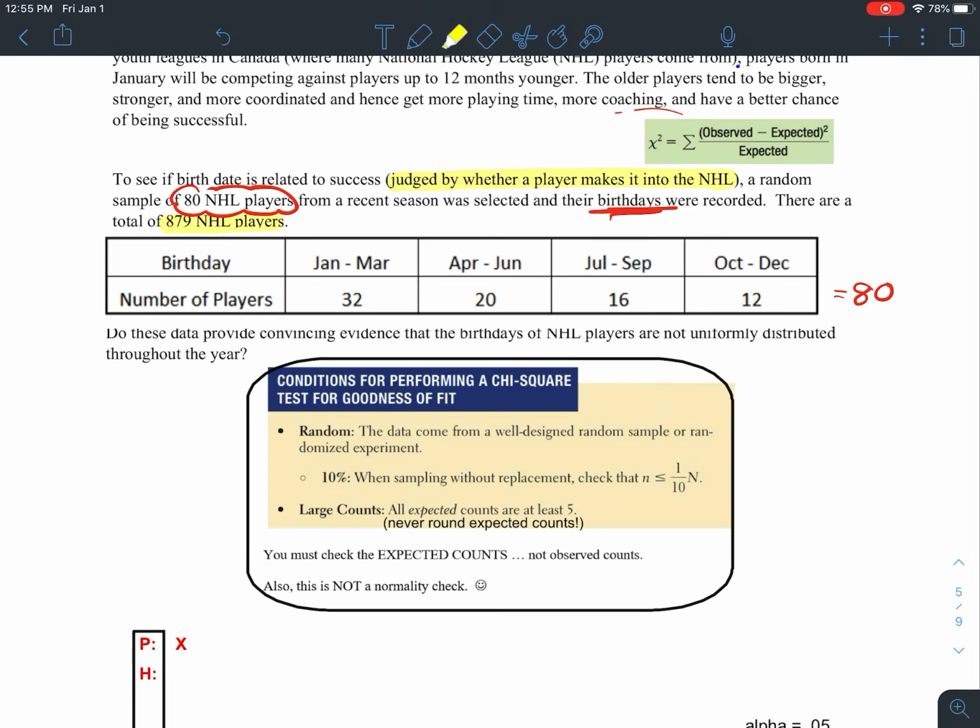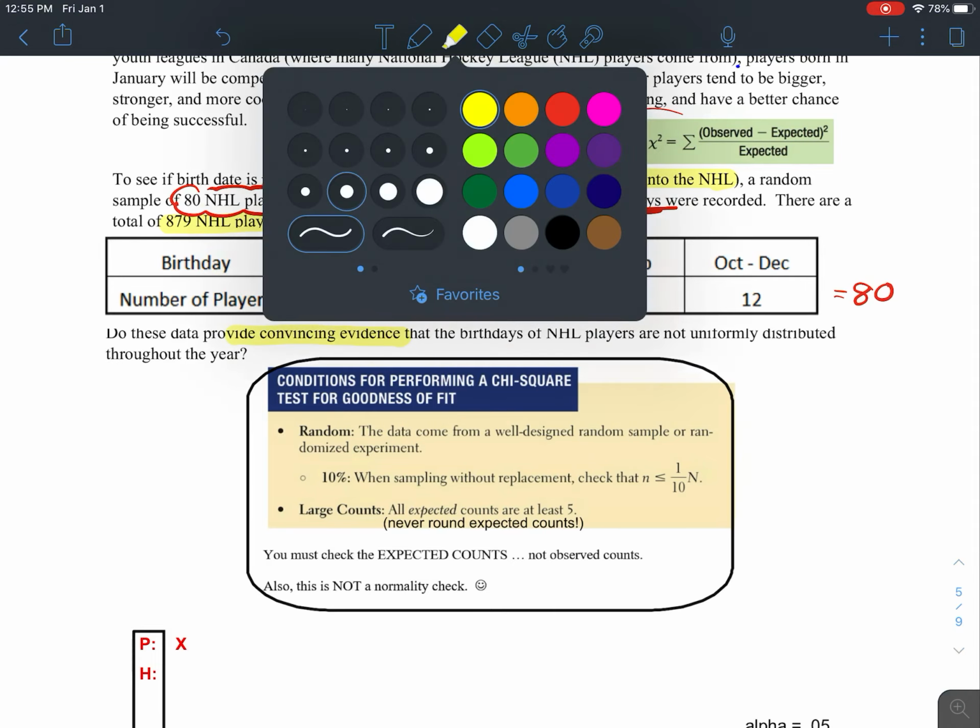Okay, the question is, do the data provide convincing evidence, that's our phrase that means we're supposed to run a significance test here, that the birthdays of National Hockey League players are not uniformly distributed throughout the year? Okay, so we're expecting maybe this is skewed a little bit because those stronger players that actually made it to the NHL have that earlier birth date there.